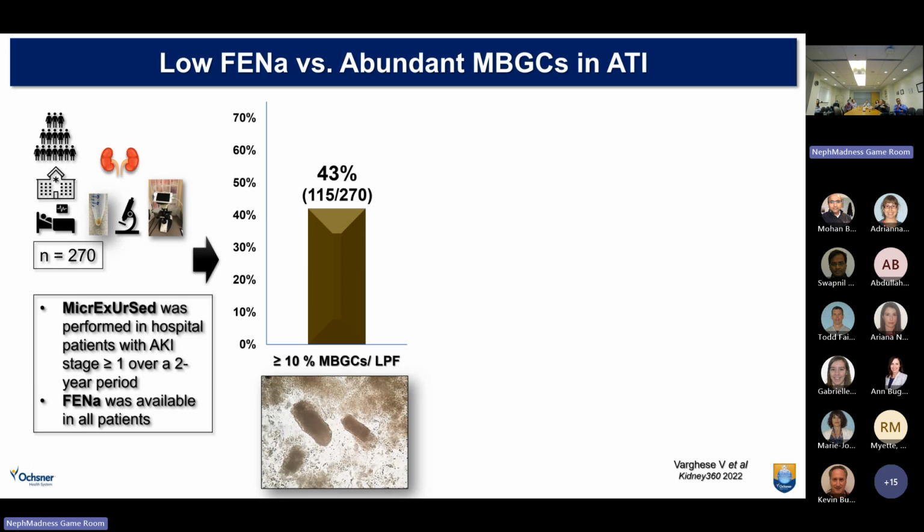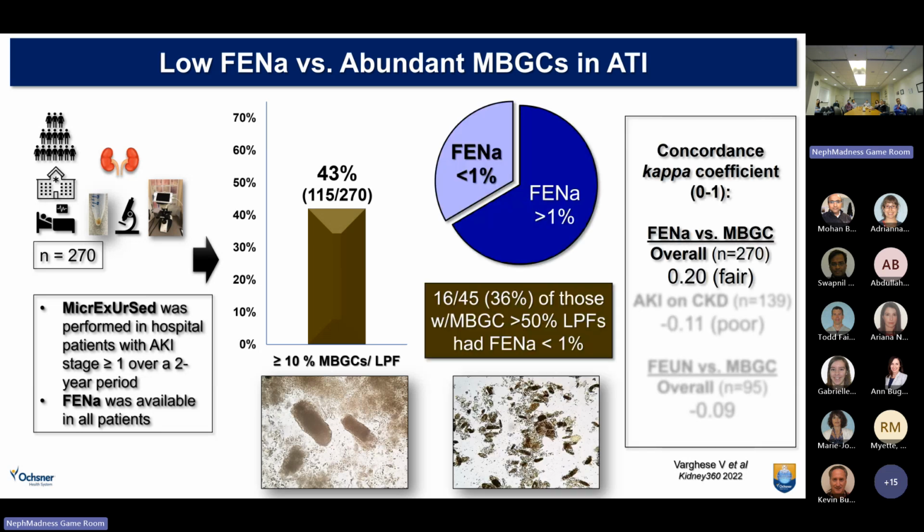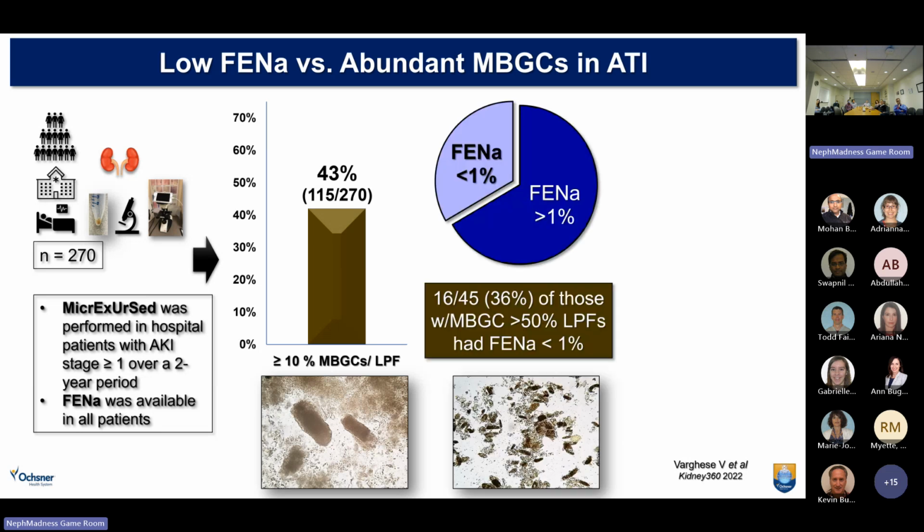And again, this is enriched in ATN because it's a consultation service, as you can see in that image on the bottom. And here are the numbers. On the pie chart, you see the proportion of patients who had a fractional excretion of sodium greater than 1 or less than 1%. You can see that about a third of the patients had a FENa less than 1%, even though they had abundant muddy brown granular casts.